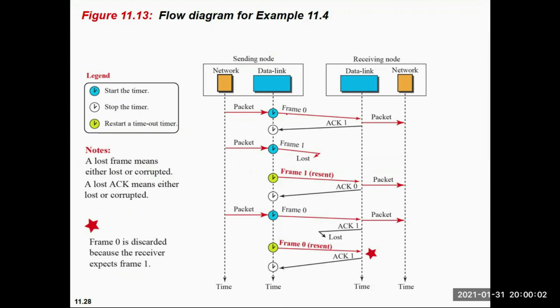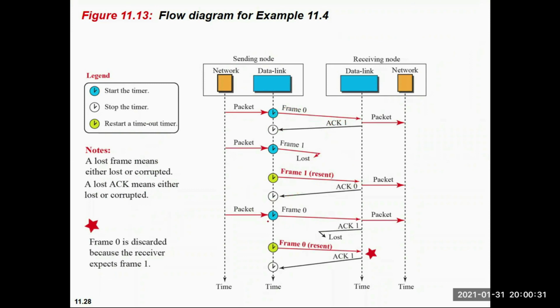So these are the cases. Now we have attached the frame number and acknowledgement number, or the sequence number and acknowledgement number. Here the first frame is sent and acknowledgement is received. The second frame is sent and somewhere lost. The same frame is resent after timeout and acknowledgement is received.